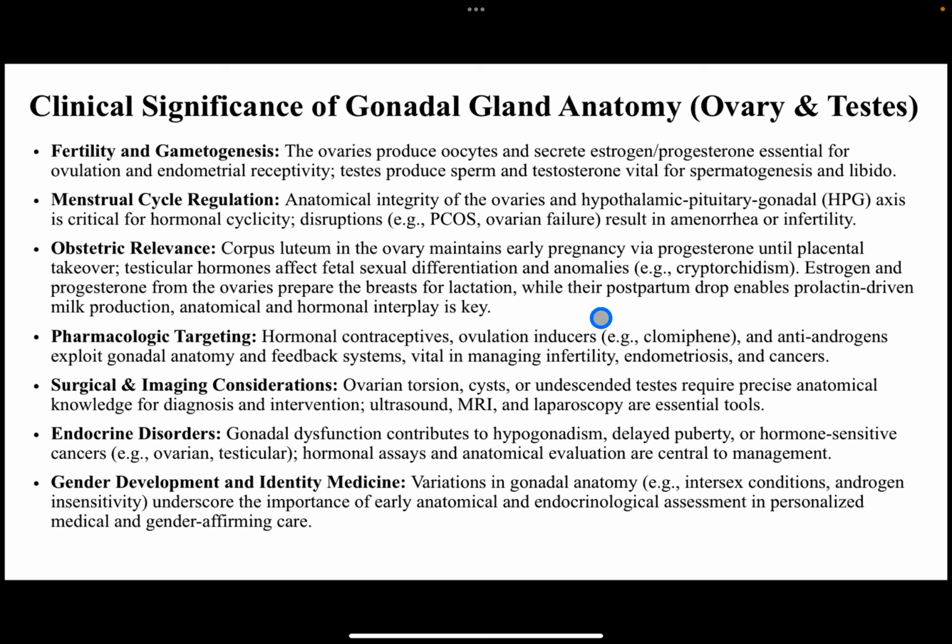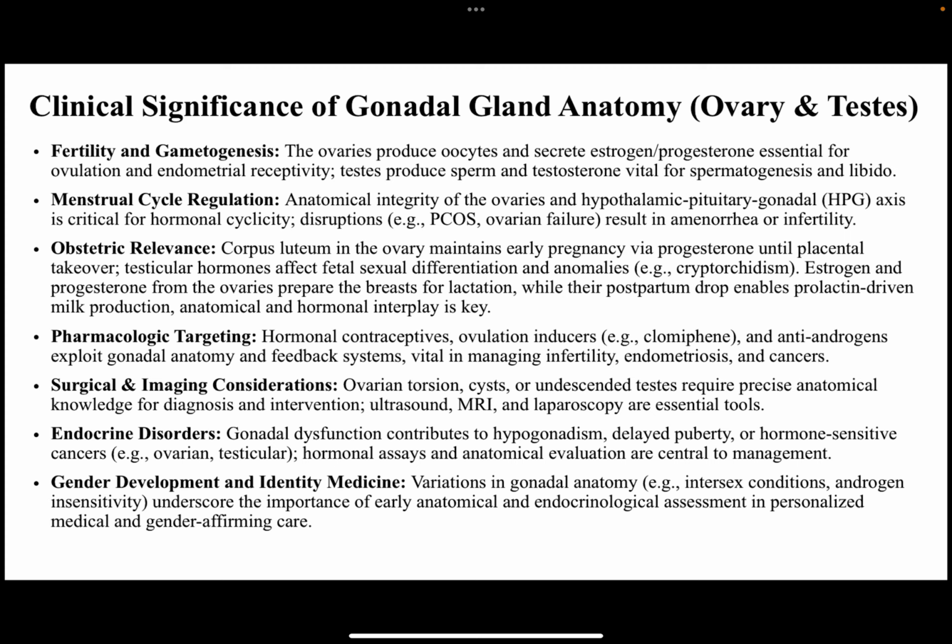Okay, now estrogen and progesterone from the ovaries prepare the breast for lactation, while their postpartum drop enables prolactin-driven milk production. Anatomical and hormonal interplay is very key when it comes to how the gonads, or the gonadal glands, and their hormones function.